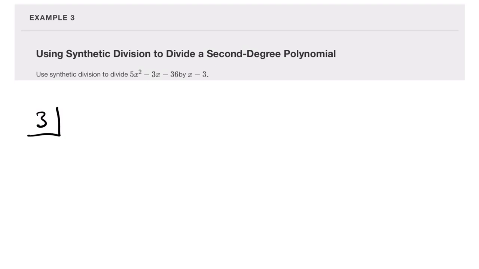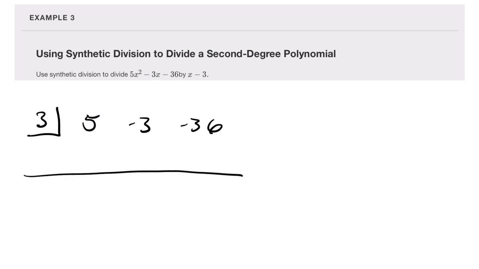Now we take the coefficient of each term, and sometimes we have to include a placeholder. If we skip a power, we have to use a placeholder, but it doesn't look like we skip any powers here. So we're going to take all the coefficients: 5, negative 3, and negative 36. We'll leave a little bit of space. Whenever we go vertical, we add. Whenever we go on a diagonal, we multiply. So the first term just comes down.